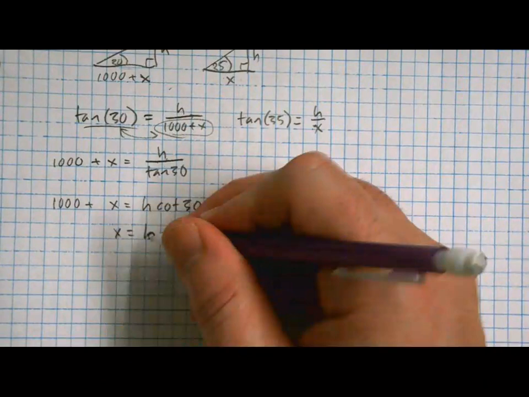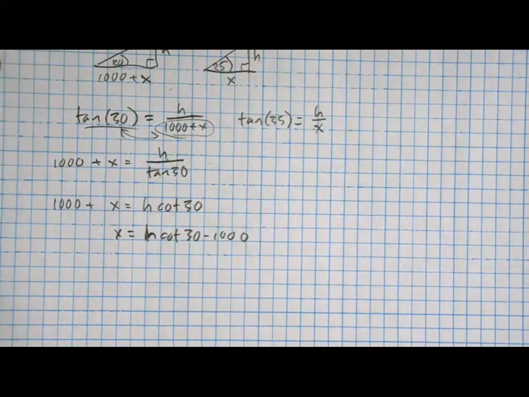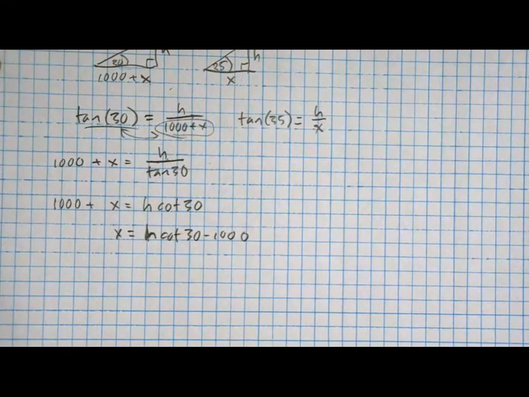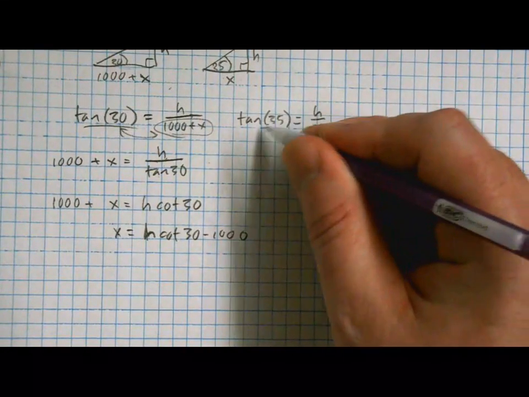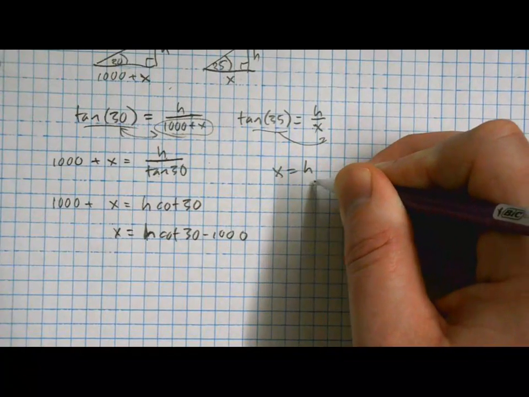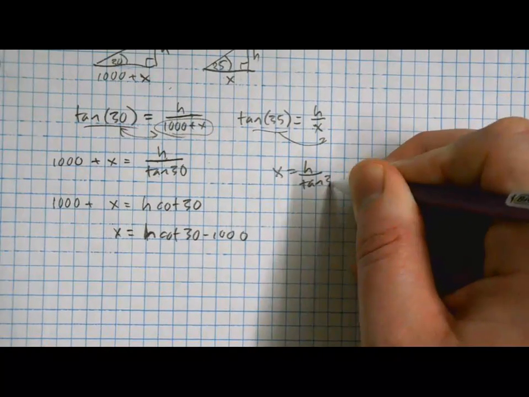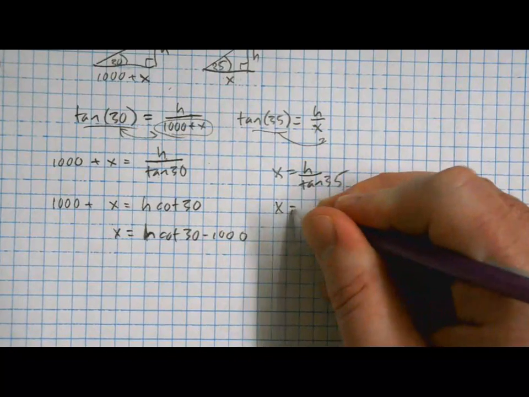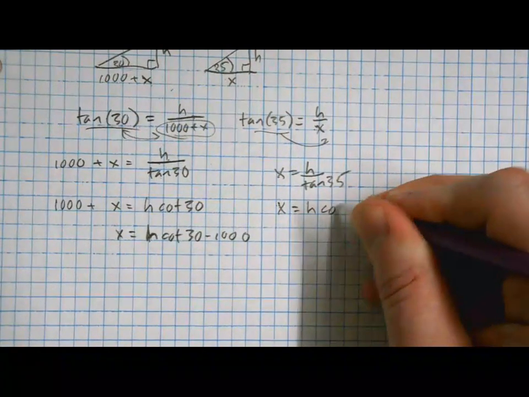This is trying to be an h. We'll do the same thing over here just to get x by itself. This one will actually go much faster. These two things swap, so we get x equals h over tangent 35, and then we'll call that h times cotangent 35.